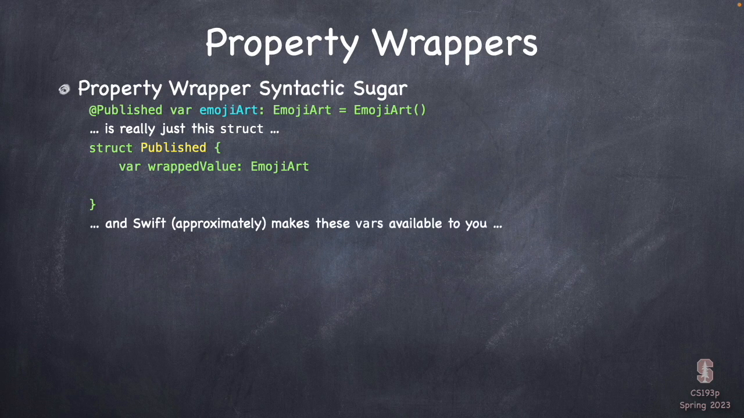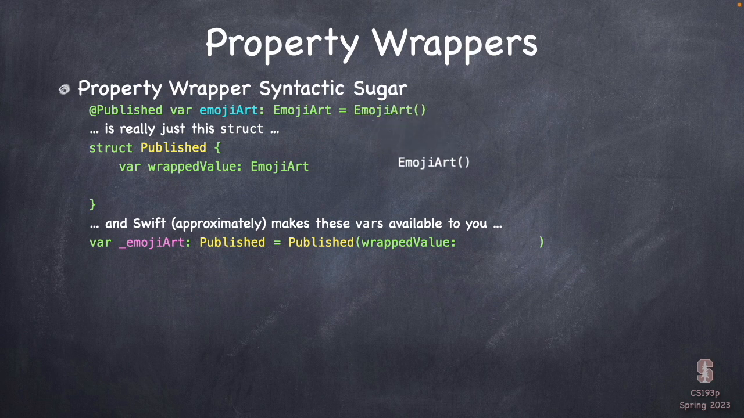Now, once it builds this little struct for you, Swift makes some vars available to you. The first one is _emojiArt. We've never seen this, but in your code, you could refer to _emojiArt. And what that is, it's of type Published, initially set to a Published with the wrappedValue being the thing you set the initial value to. So _emojiArt is an instance of the actual struct, the Published struct. And it's got wrappedValue in there. This is a little bit pseudocode because this would actually be something called initialValue. The initializer for the Published would take initialValue, but I say wrappedValue because it's setting the wrappedValue basically. Almost all structs like this would set their wrappedValue that way. So that's _emojiArt.